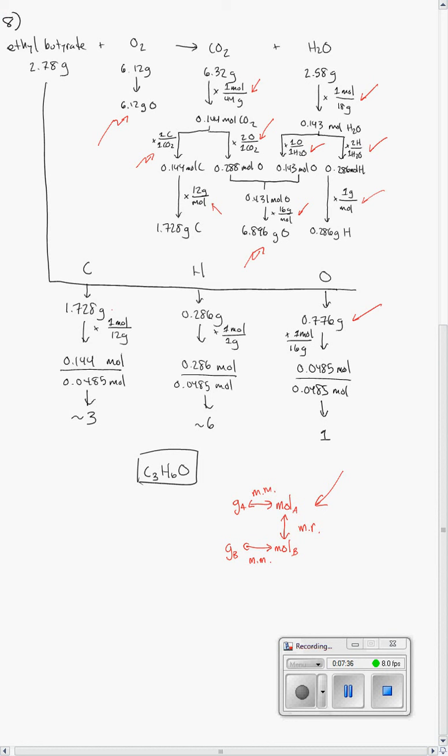Once you have your molar amounts, you divide everything by the lowest number of moles you have. In this case, oxygen provides our lowest number of moles. It's got 0.0485. If we divide everything by 0.0485, you end up with whole numbers, or at least numbers close to whole numbers. You can round. Those numbers are 3 for carbon, 6 for hydrogen, and 1 for oxygen. Since we have whole numbers here, we can use them as our subscripts. We find out that the empirical formula for ethyl butyrate is C3H6O.